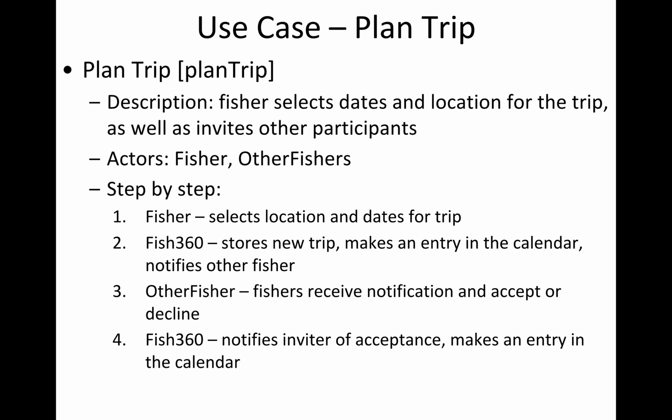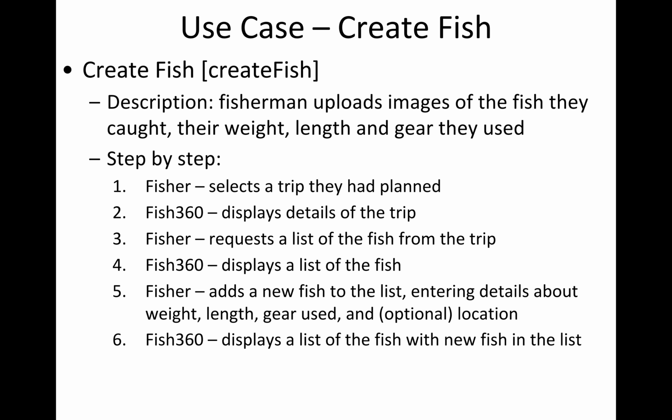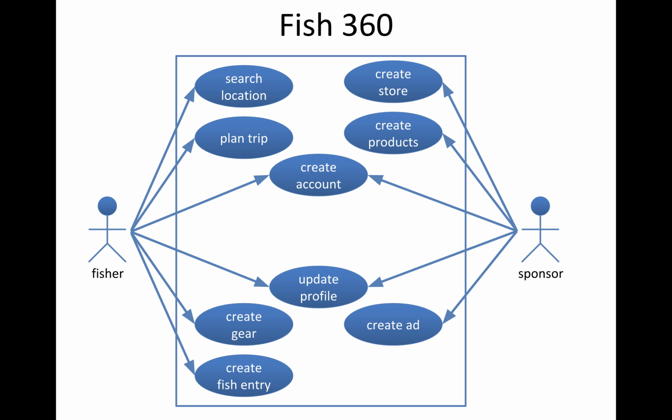So here's a fisher who selects a location and the dates of the trip, and then the Fish 360 stores the trip, makes an entry on the calendar, and notifies any other users that this person is going on a trip. Those folks receive a notification, and they can either accept or reject the invitation to go there, and the Fish 360 then notifies of acceptance. So here's just a couple of examples.